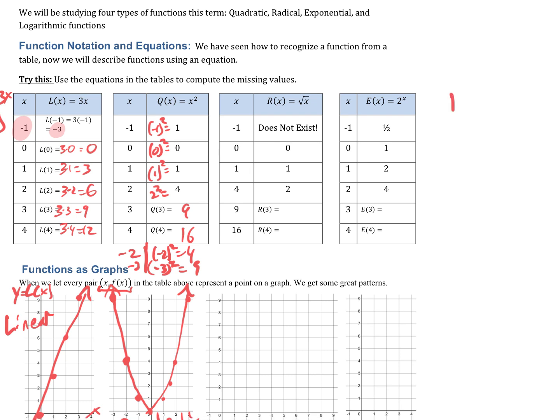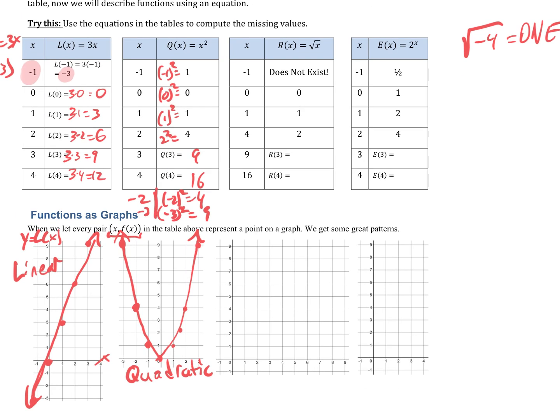Like, what's the square root of negative 4? Is it negative 2? No, negative 2 times negative 2 is positive 4. So this does not exist. We say D.N.E., does not exist. Okay, so you actually can't take the square root of any negative numbers. But we can square root 0, because what number multiplied by itself gives you 0? Well, the square root of 0 is 0.